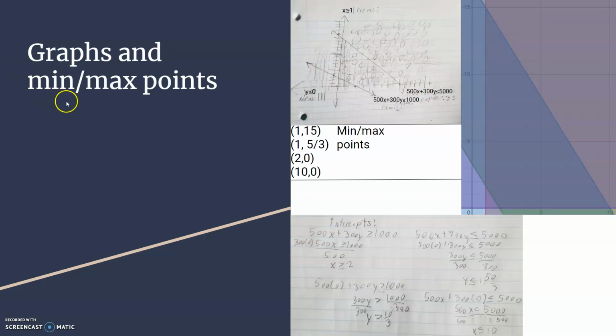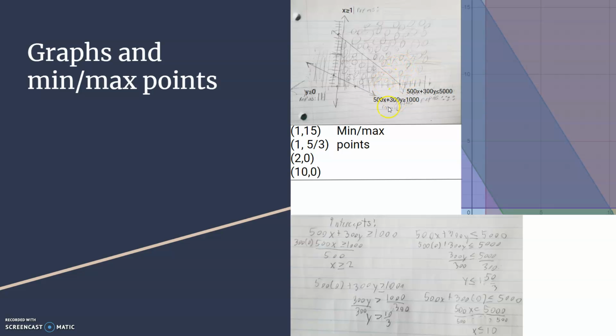Here are our graphs and our min-max points. So here is our nicely drawn out graph. This is our x is greater than or equal to 1 line, as you can see. And this represented for the solution set will be the horizontal lines going across right here. The y is greater than or equal to 0 line is right here.